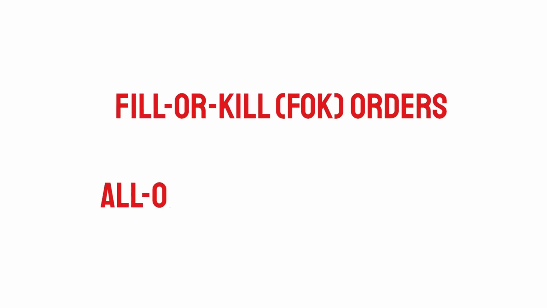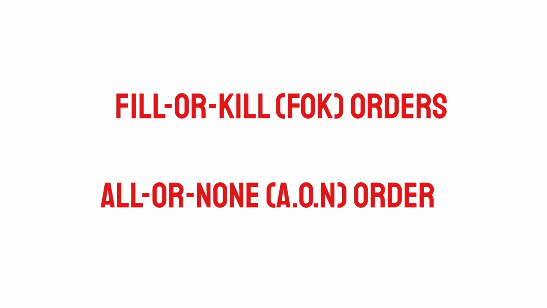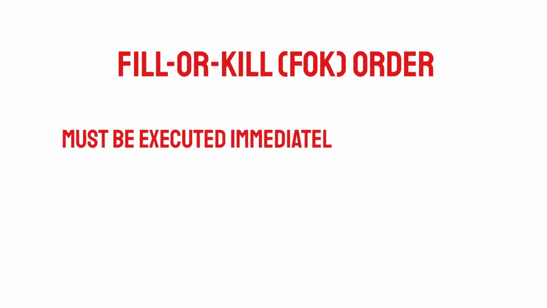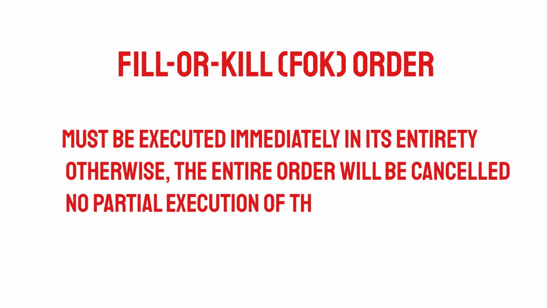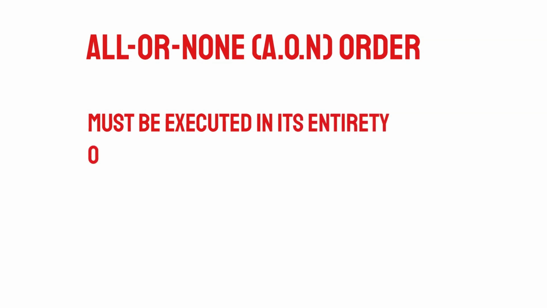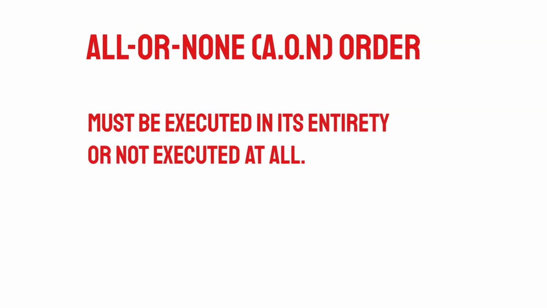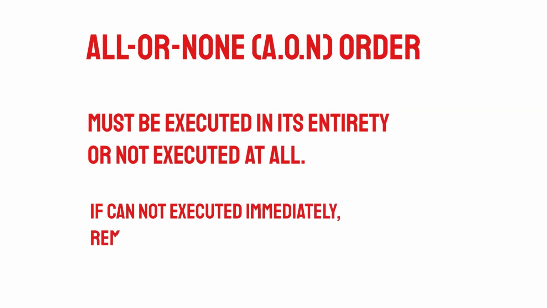Two other common special order types are fill or kill (FOK) and all or none (AON) orders. An FOK order is an order to buy or sell a stock that must be executed immediately in its entirety. Otherwise, the entire order will be cancelled. No partial execution of the order is allowed. An AON order is an order to buy or sell a stock that must be executed in its entirety, or not executed at all. However, unlike FOK orders, AON orders that cannot be executed immediately remain active until they are executed or cancelled.